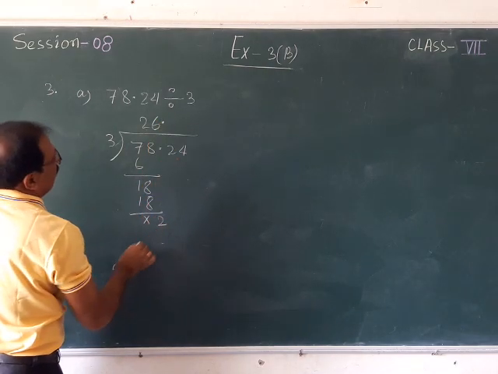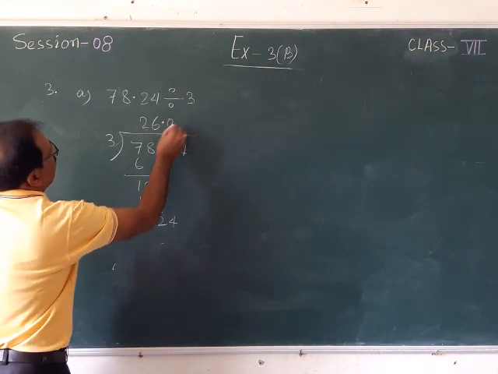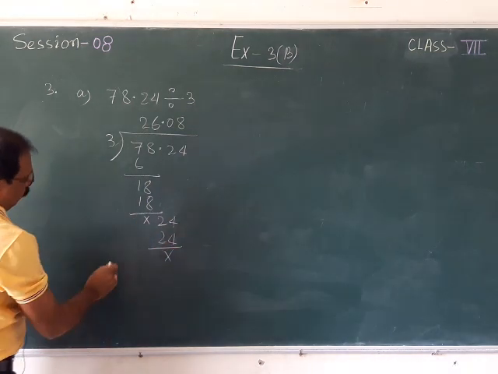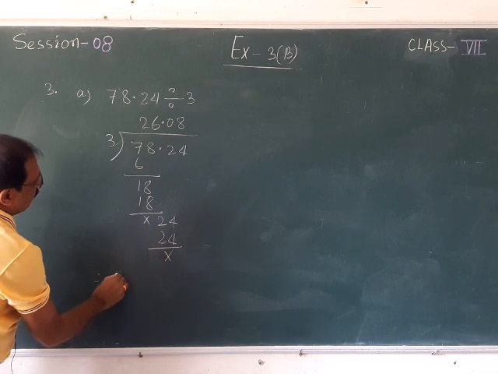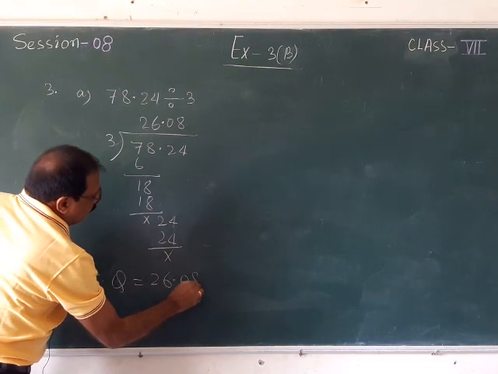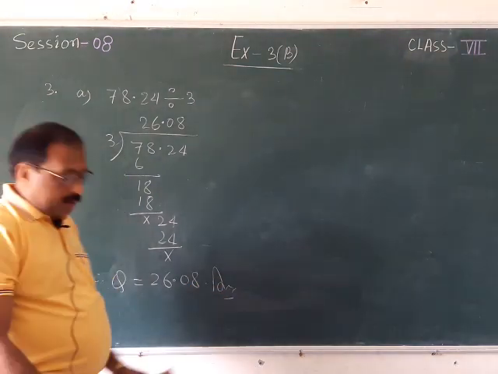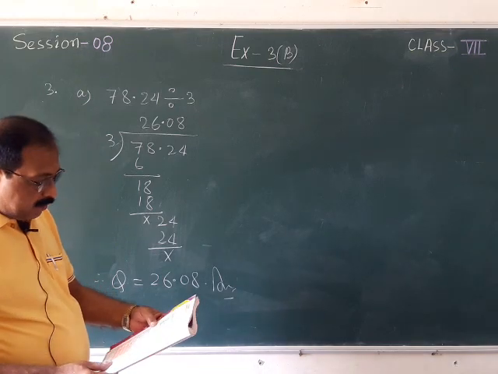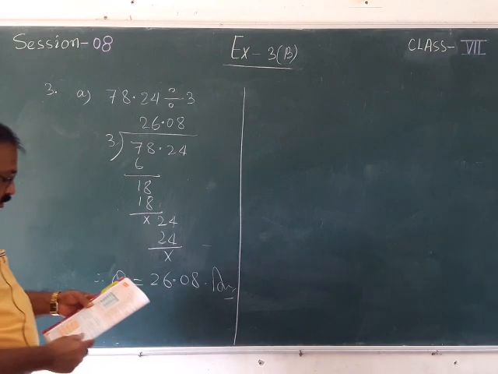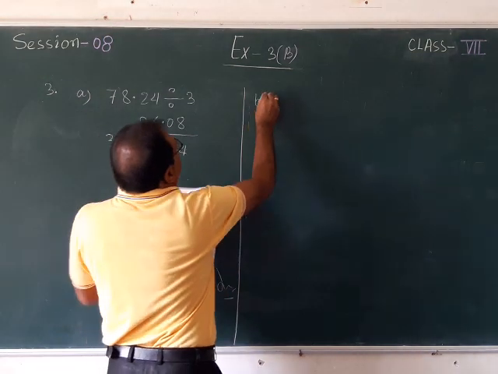Here 2 will be coming, but 2 is a lesser number, so you have to put a 0. Then 4 will come, and 3 8s are 24. So your division work is over, and the quotient, whatever answer you have got, that is known as the quotient, and the quotient is 26.08. This is the answer of question number 3A. Like this you have to do in your notebook. Then I am taking one more question, that is the B number question.